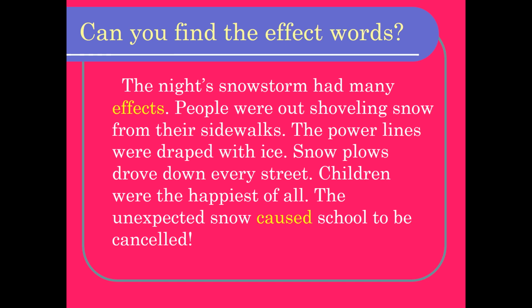Well, they gave you the words cause, effects. The night snowstorm had many effects. The unexpected snow caused school to be canceled. So the night snowstorm caused school to be canceled. But up at the top, it also says the night storm had many effects. What were some of the effects? People were out shoveling snow. The power lines were draped with ice. Snowplows drove down every street. All of these were effects because of the snowstorm.